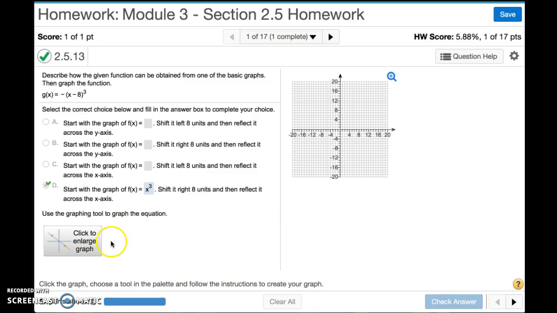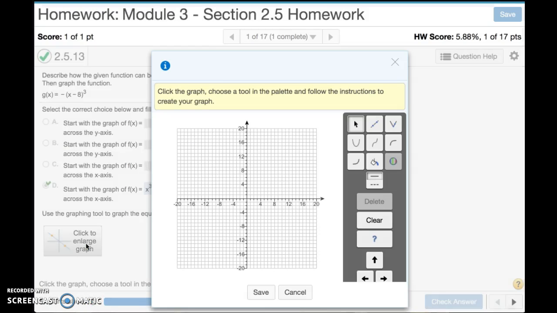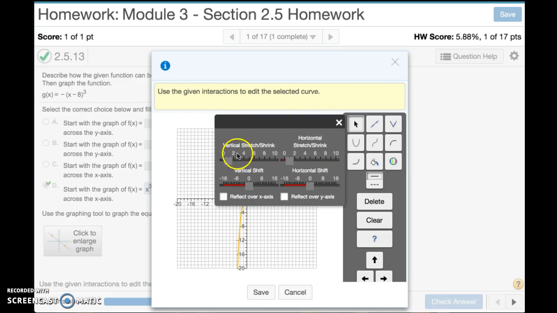This is the part that's a little tricky for a lot of people. I'm going to click to enlarge the graph first so I have a bigger coordinate plane. Then, since I'm dealing with x to the third power, that's the parent graph, I'm going to start with this tool here, that squiggle graph or snake graph. That is your cubic function. It doesn't matter where you click on the graph, it's going to pop this box up. And this box is actually what's going to graph it for you.